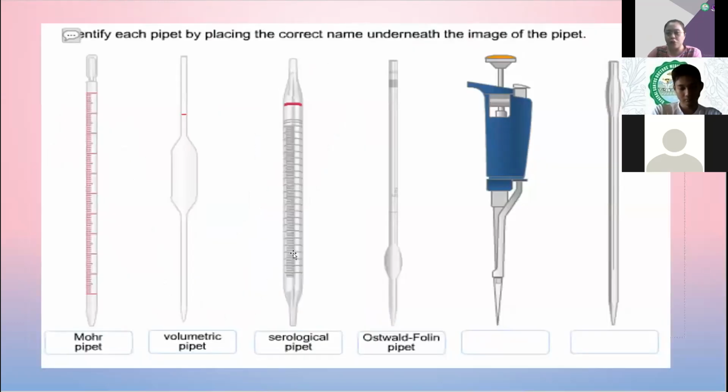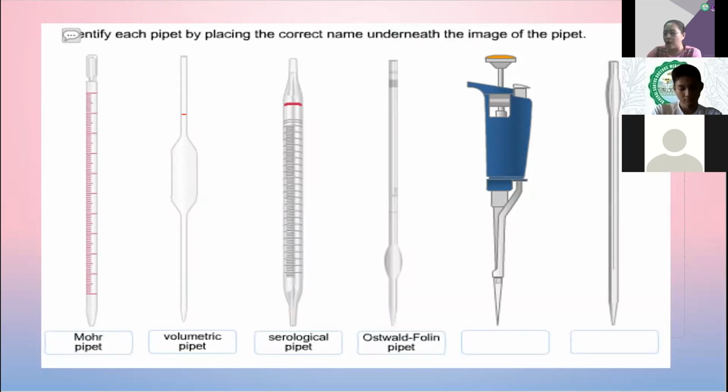Okay, so let's get to know them. Again, this is what you call the Mohr pipette. You can identify them sa kanilang calibration. And then masyadong malaki yung space here, hindi kasi siya blown out pipette. Ito kapag meron siyang bulb and isang calibration lang, this is what you call the volumetric pipette. And then ito sa gitna, this is called your serological pipette. It's almost similar to that of the Mohr pipette, pero most of the time this is a blown out pipette.